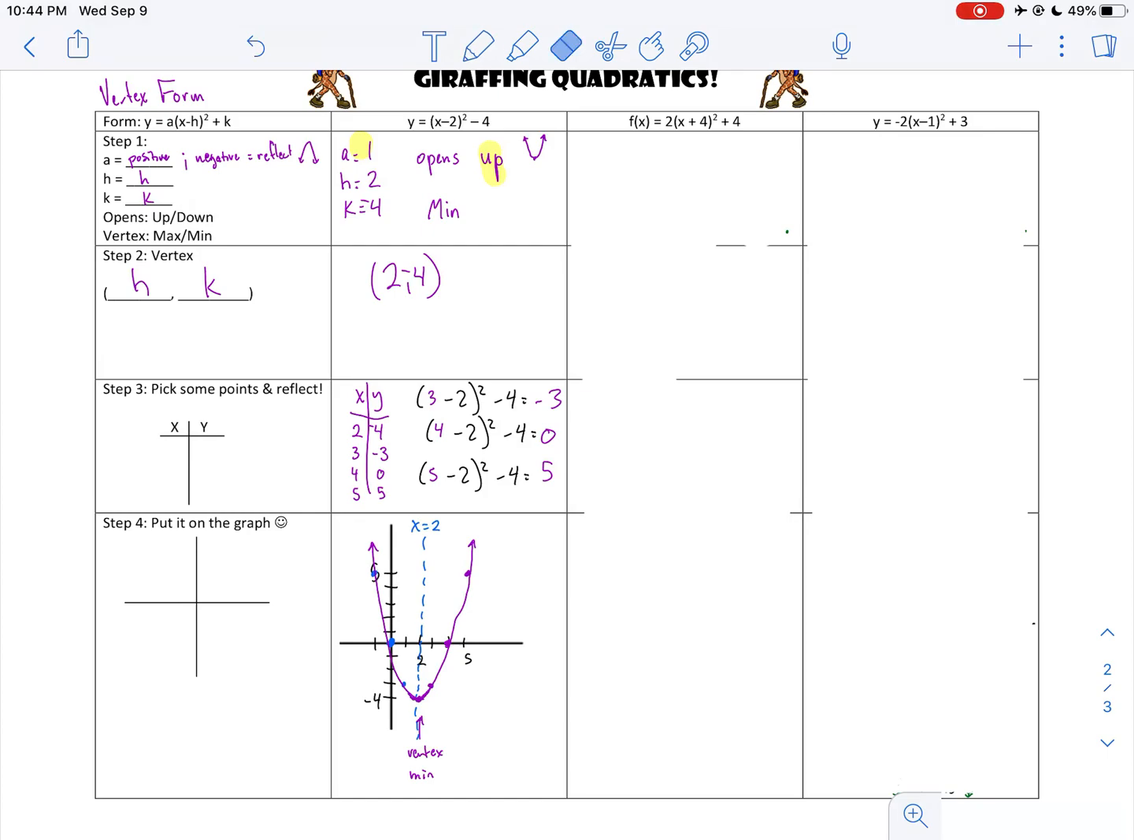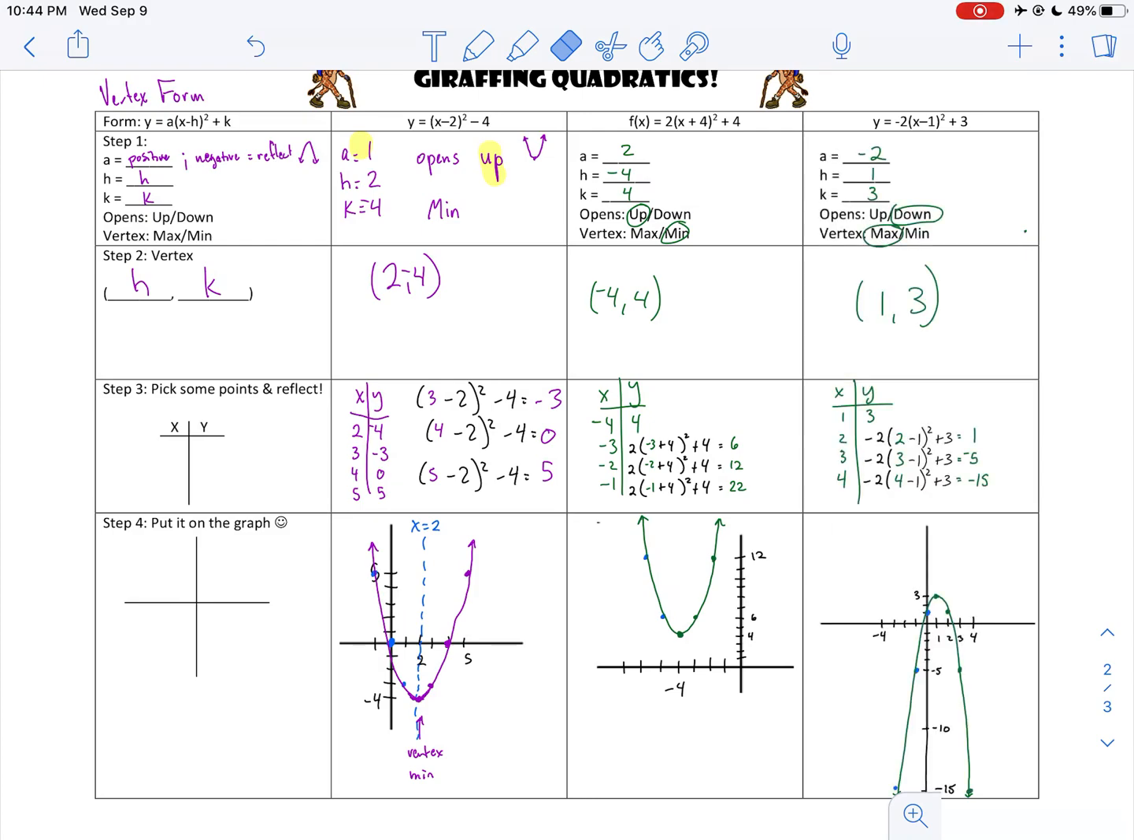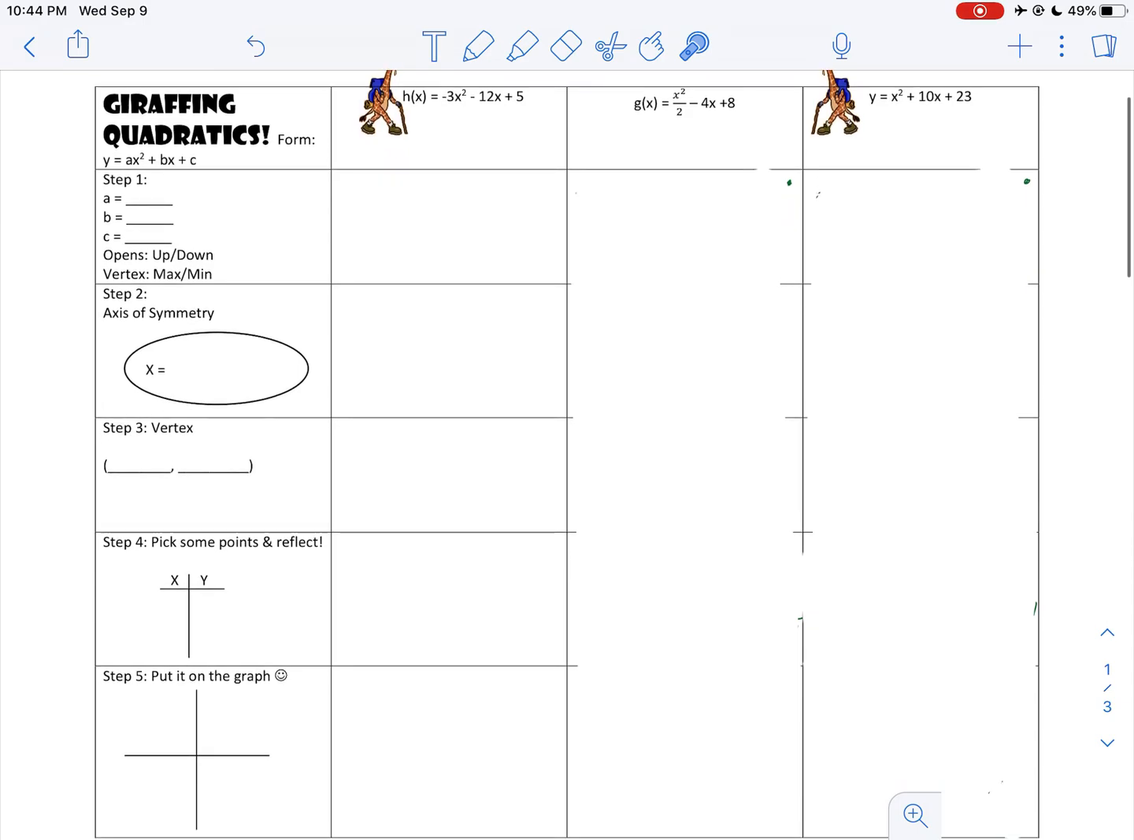Hopefully you were able to get those. Here is the first one and the second one. I won't talk through these, but you could pause the video and look at these solutions. So this is graphing quadratics in vertex form. What if they're in standard form? Let's take a look at standard form.